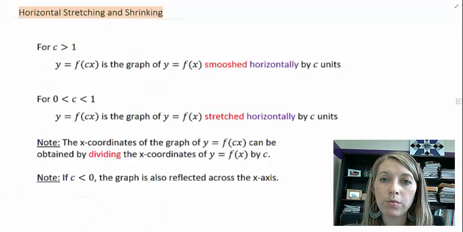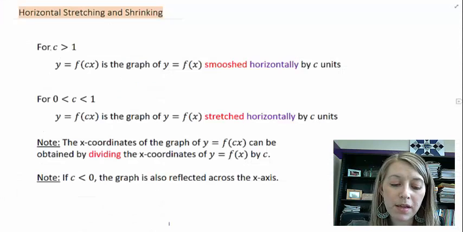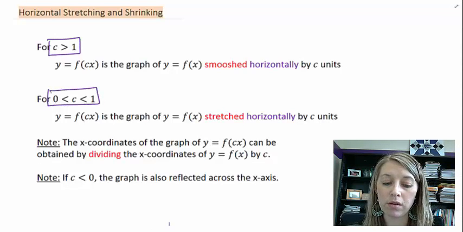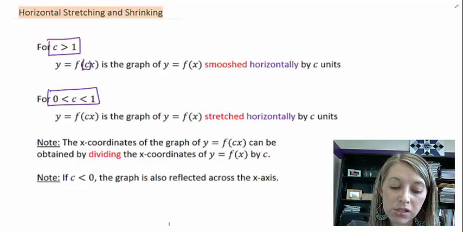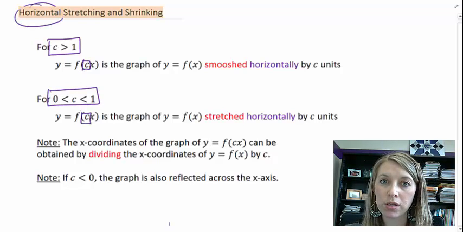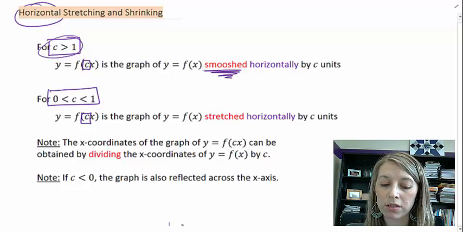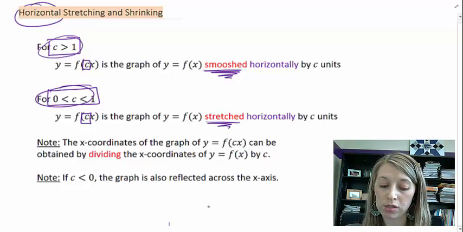Let's see how it looks when we're doing horizontal. Same things here. Notice C is larger than 1, or C is between 0 and 1. Notice where our C is. Our C is on the inside of the function. Inside is happening horizontally, but backwards. If we have a large number, that means we're actually smushing it horizontally. If we have a fraction in between 0 and 1, that means we're actually stretching it horizontally.